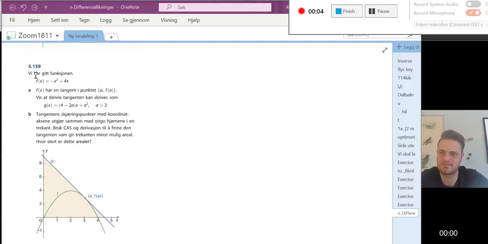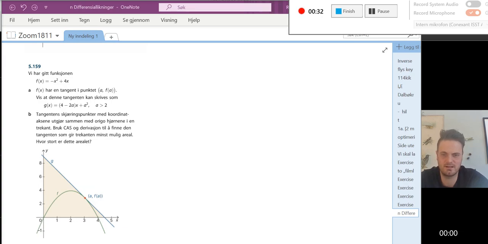Here we have exercise 5.159. It's a really difficult exercise because it's an optimization exercise again. So we start with this function, minus x squared plus 4x. This is the parabola here, and the function has a tangent line in this point a, f of a, which means that it's an arbitrary point on the graph. And we first want to find the equation of the tangent line of this function.